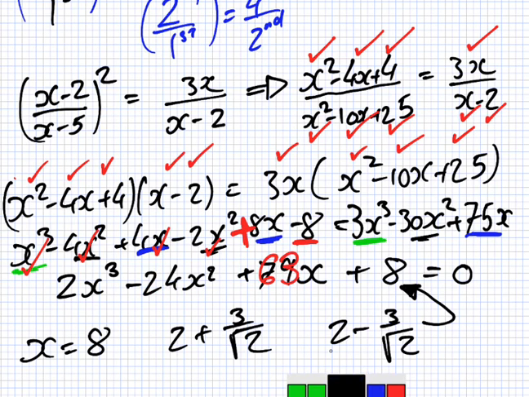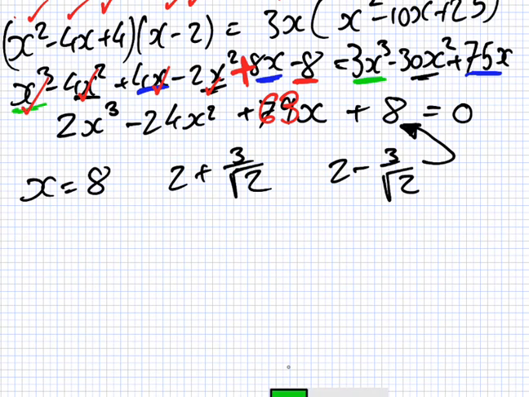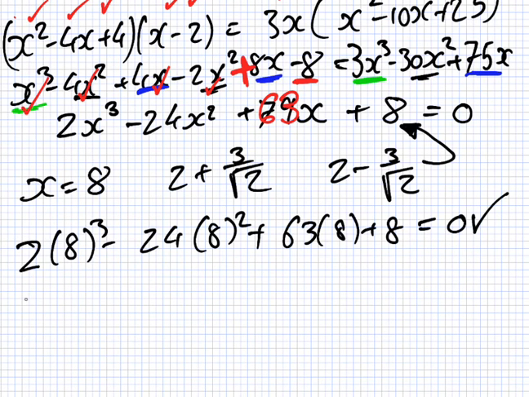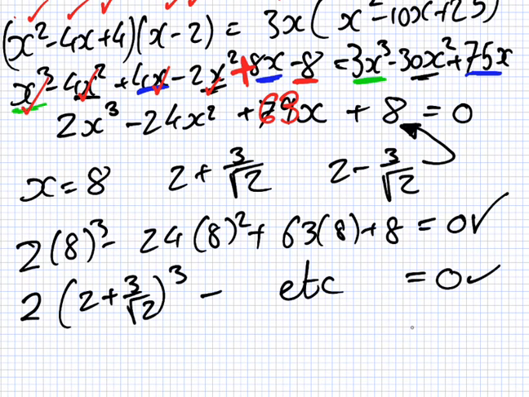So guys, what you need to do next, I'll write it down. You have to put these three numbers in. So you're supposed to say 2 times 8 cubed minus 24 times 8 squared plus 63 times 8 plus 8. You put that in on your calculator and it does equal 0. And then you put the next one in: 2 times 2 plus 3 over root 2 cubed minus etc, etc, and that will equal 0, and then you put the last one in and it will equal 0 as well. But the fact that the first one works tells me the other two will as well.